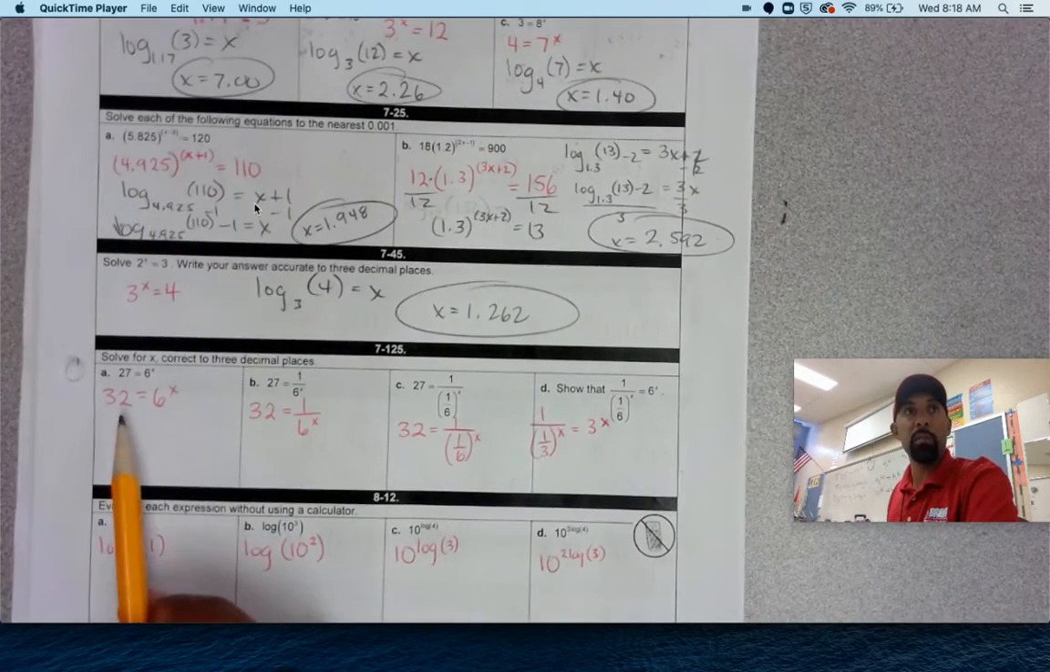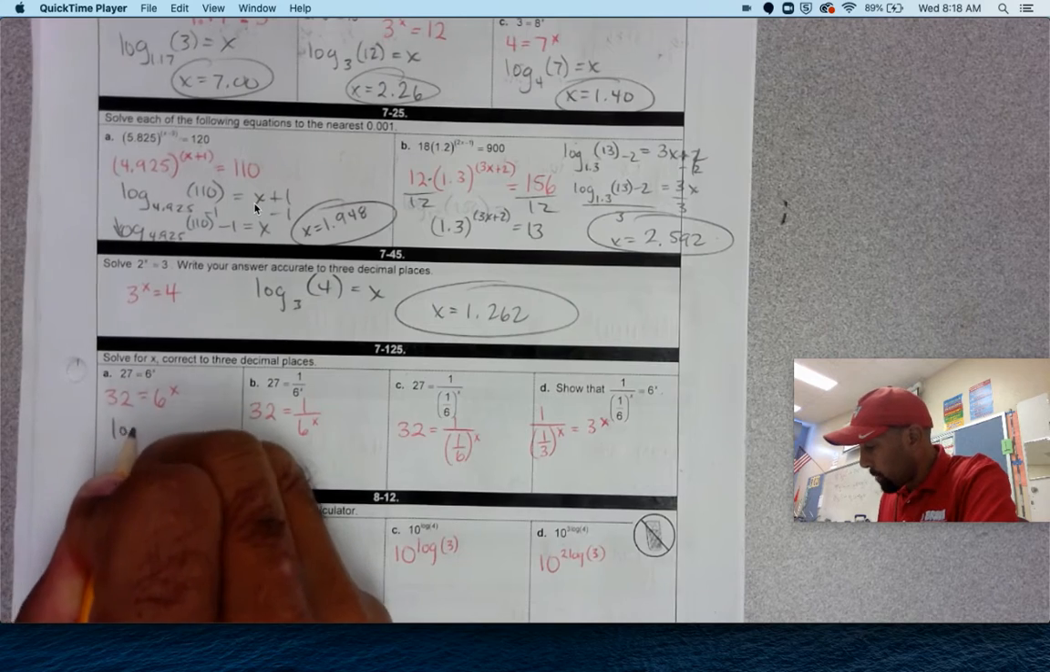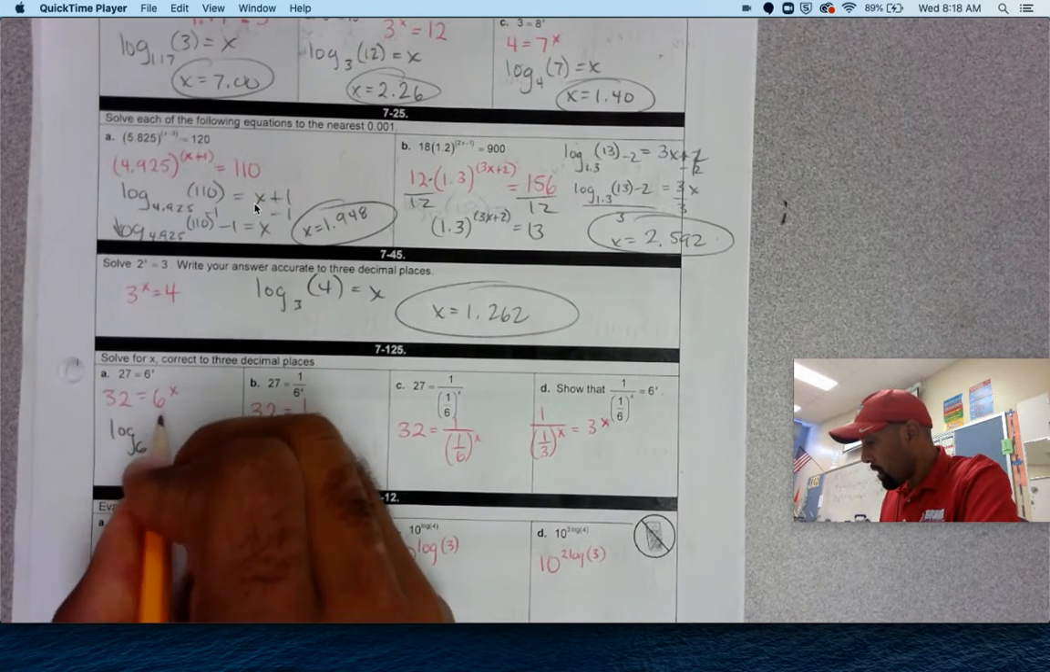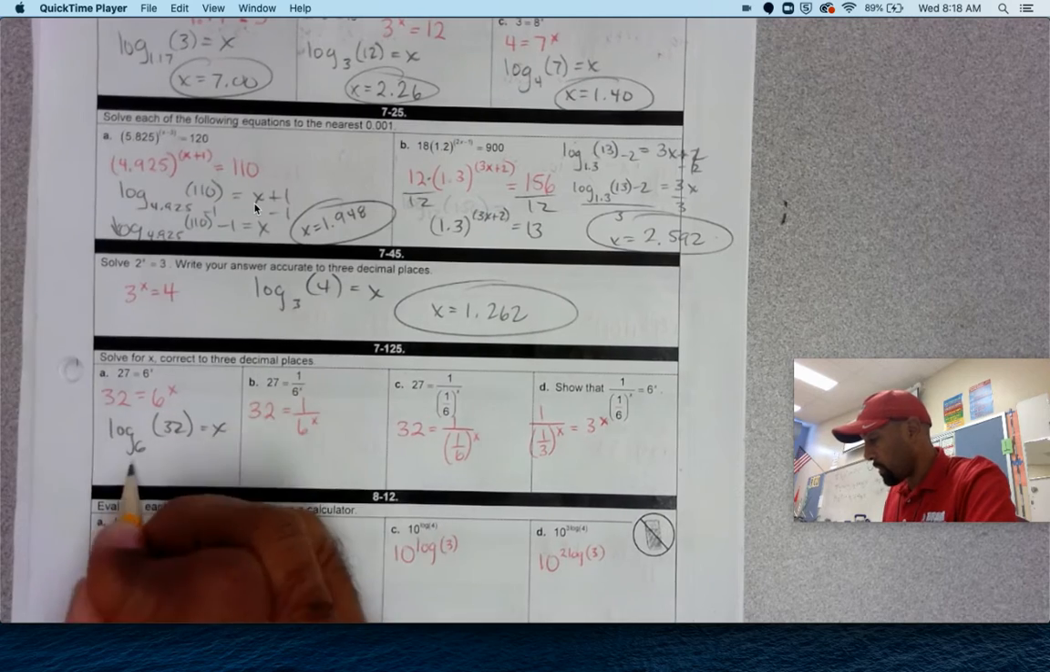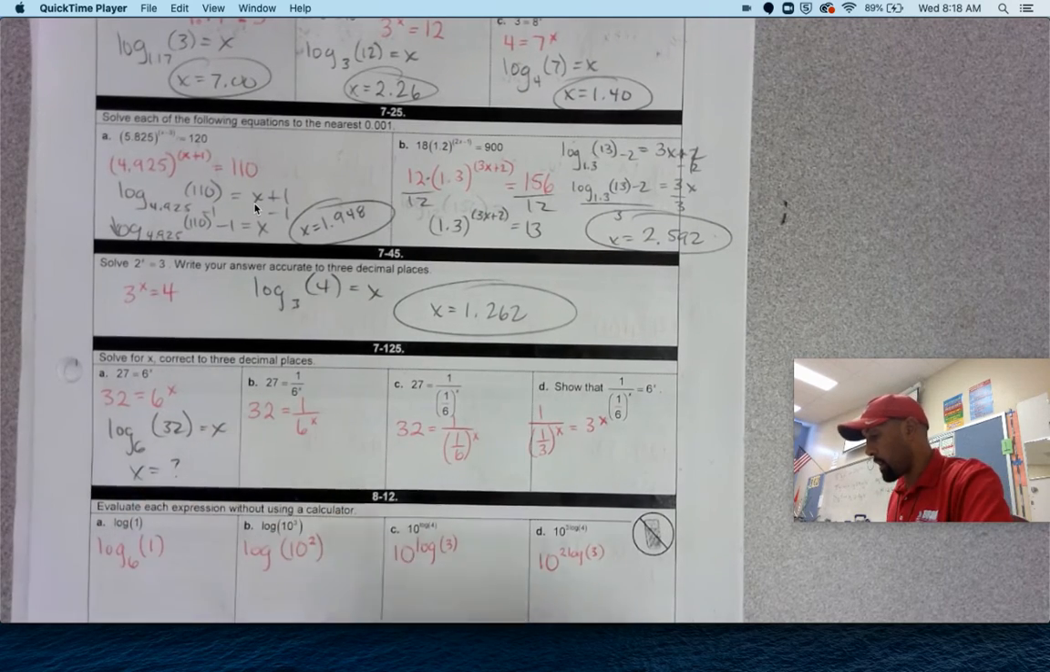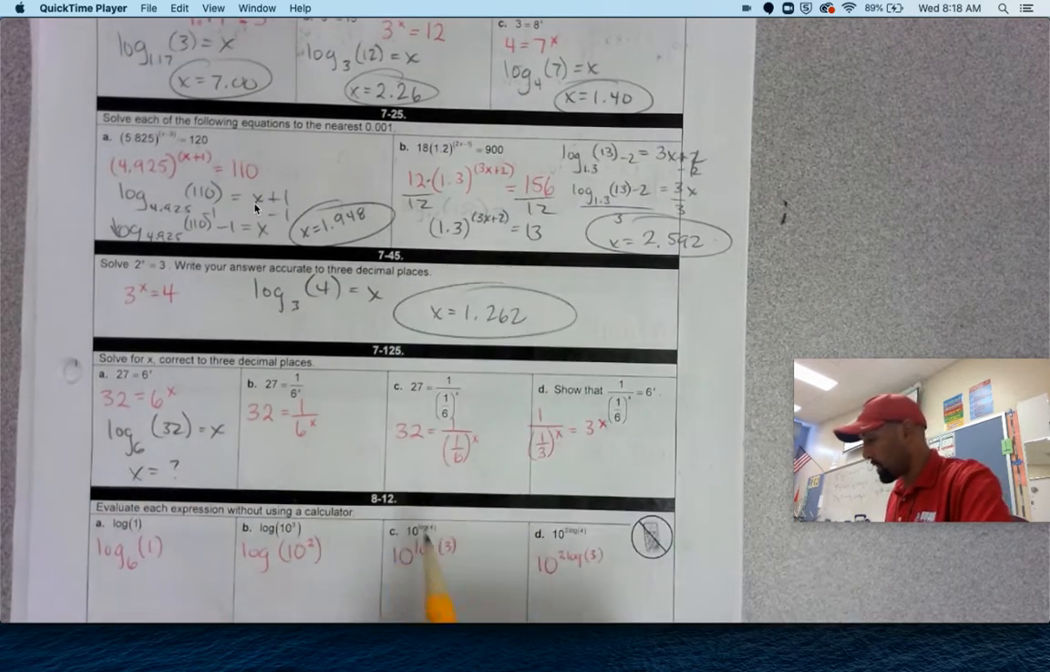Okay, so this one you're going to solve the same way, log base 6 of 32, and just enter that in. Okay, so I'm not going to solve that because that's literally the same thing we just did.